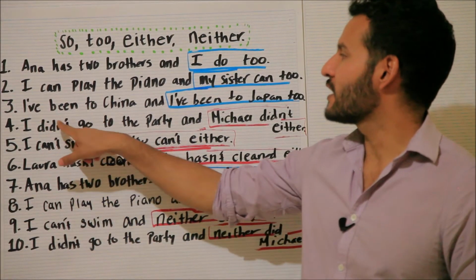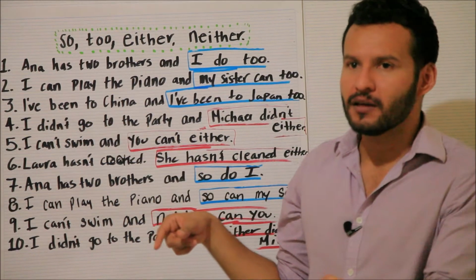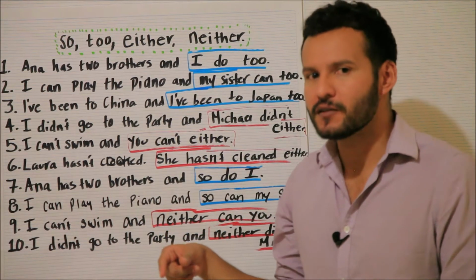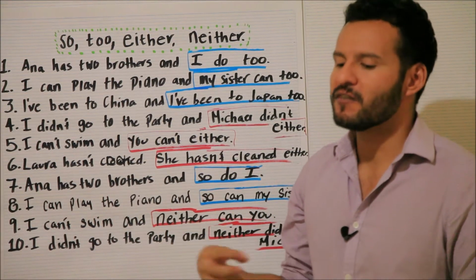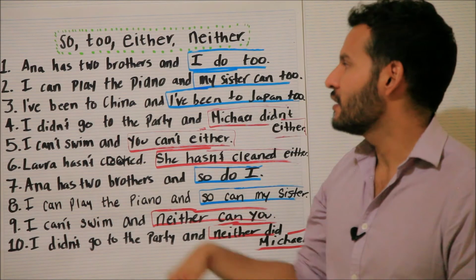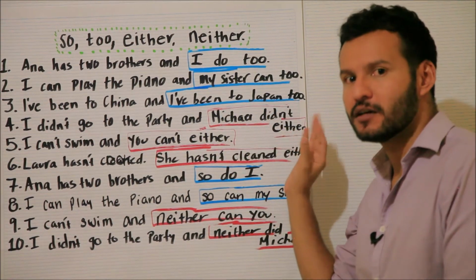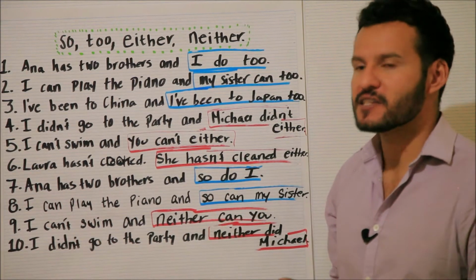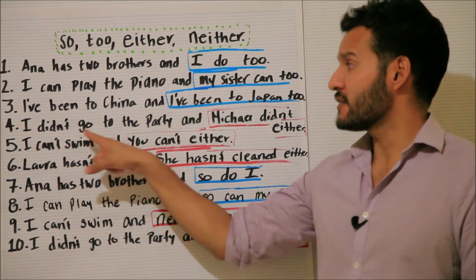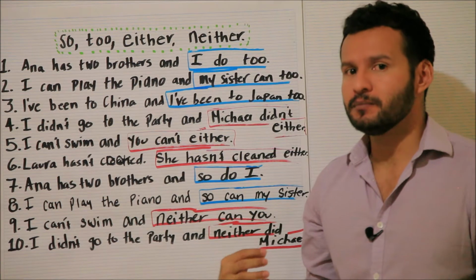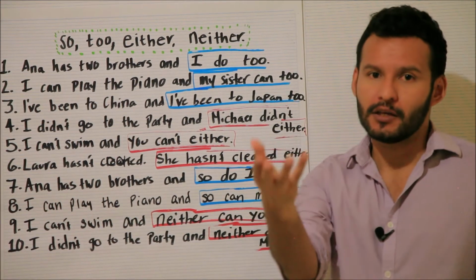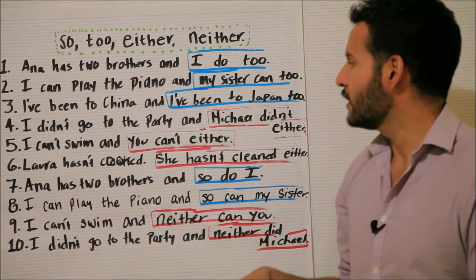So for example, if I say that I didn't go to the party yesterday and Michael didn't go to the party yesterday, don't use to emphasize that similarity. Say, I didn't go to the party and Michael didn't either. So either in negative sentences. I can't swim. You can't swim. I can't swim and you can't either.